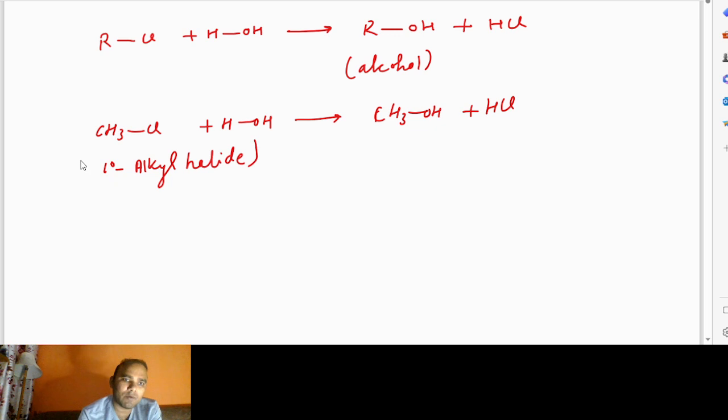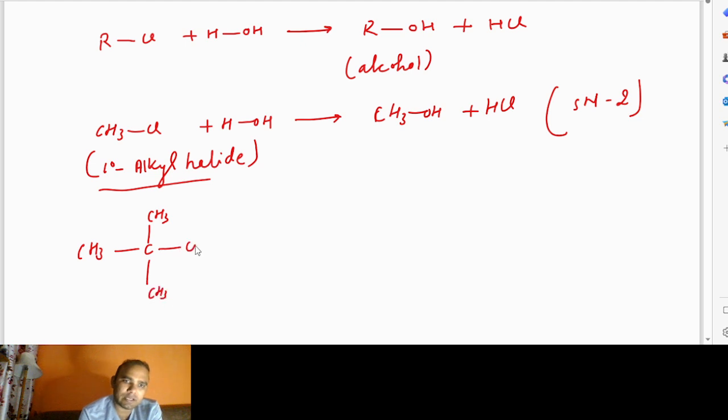Now let's see one more example. You write this compound, and if I treat it with HOH, the compound is going to give a 3 degree alcohol. If they ask what type of reaction, this is going to be an SN1 reaction. So in SN2 you get a 1 degree alcohol, and here a 3 degree alcohol. So this is all about the reaction with water.